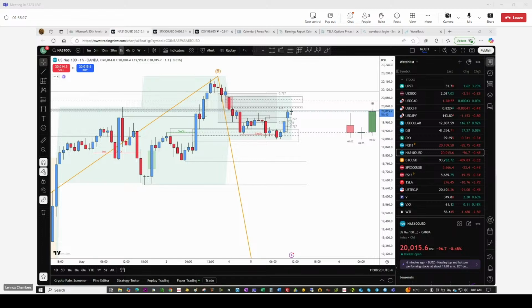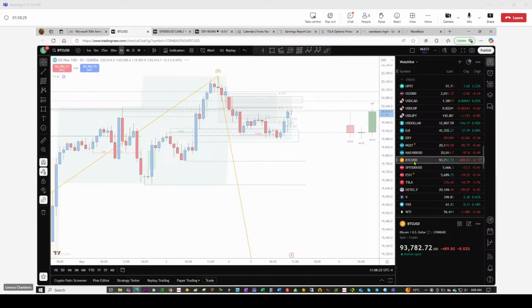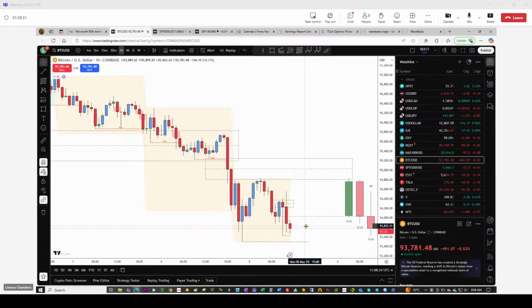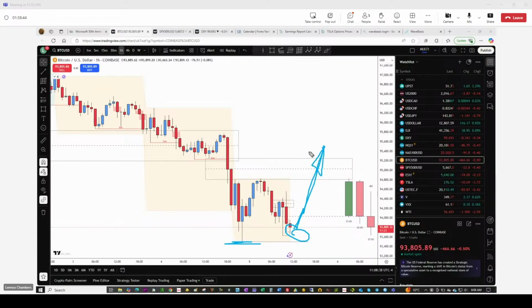Whereas Bitcoin is doing a complete reversal to the downside, interestingly. But we could see them turn around. Since the NAS and S&P are strong, we could see Bitcoin turning around to push back up, because if they can't take this low out, then that's what we would expect, them to go back up.